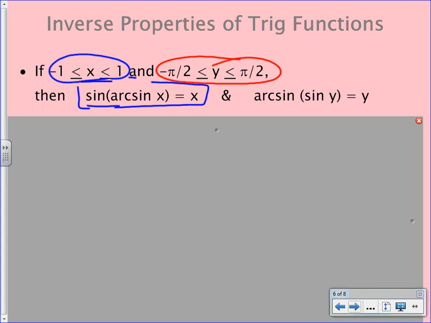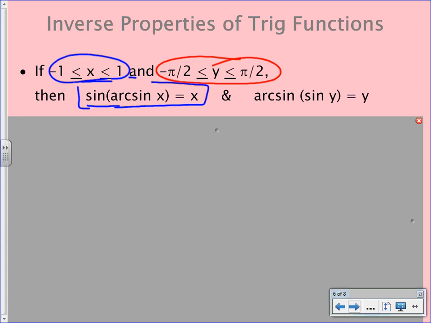Basically, what you need to realize is that they're not always going to cancel because the inverse has such a specific domain and range. We can't just automatically cancel them out. We have to think a little bit.